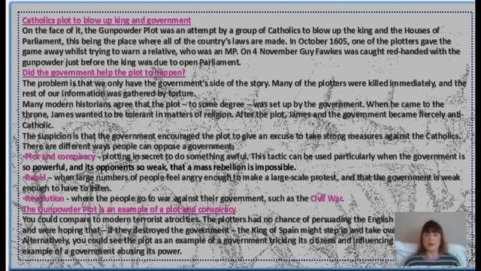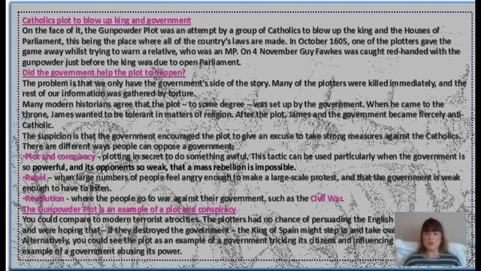The Gunpowder Plot is an example of a plot and a conspiracy, so you could compare it to modern terrorist atrocities. The plotters had no chance of persuading English Catholics to rebel and were hoping that if they destroyed the government, the King of Spain might step in and take over.